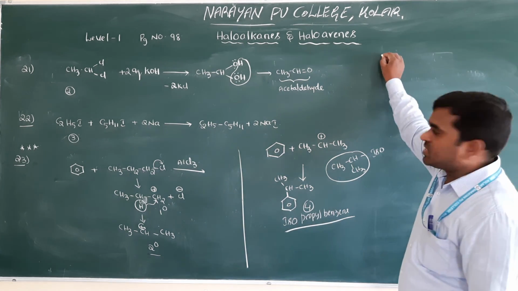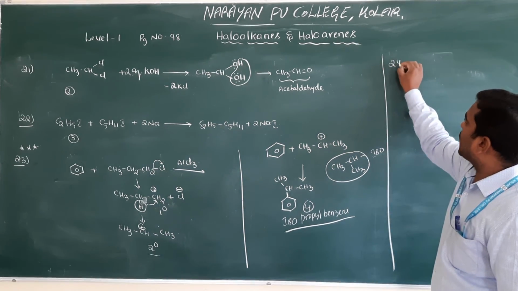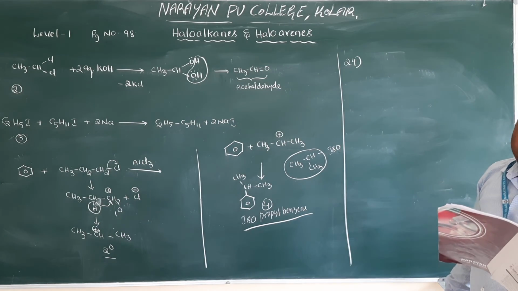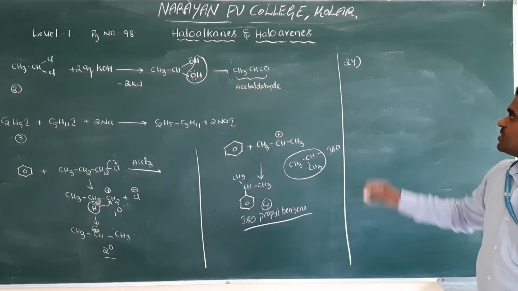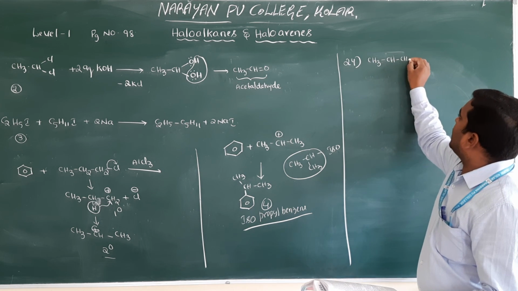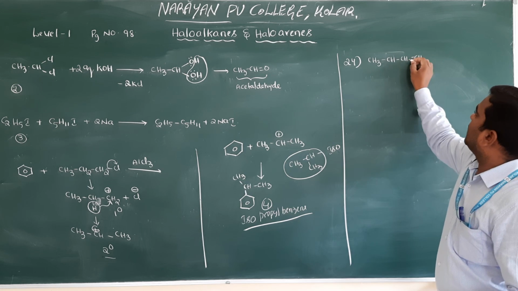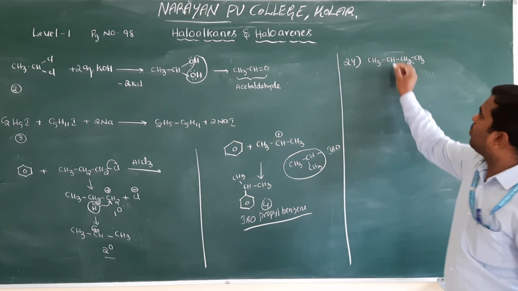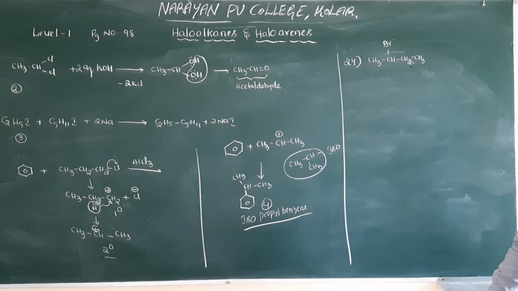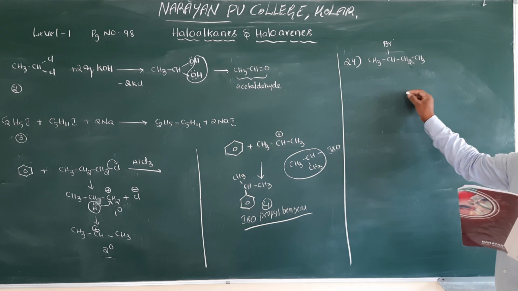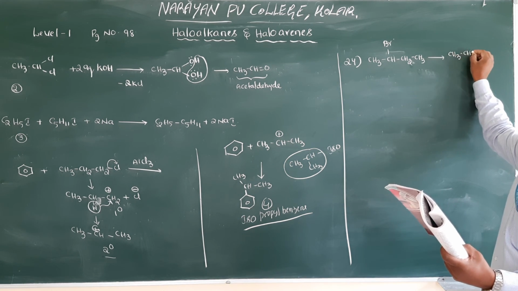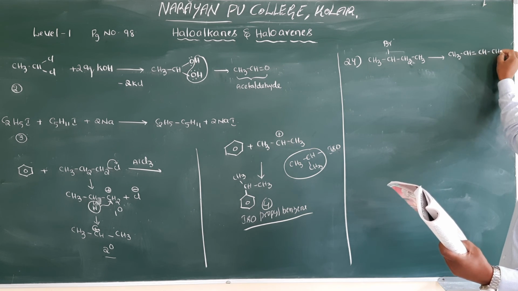Clear? And coming to the next question, question number 24. What have they given here? Dehydrobromination of 2-bromobutane gives. What is that 2-bromobutane? Butane means how many carbons should be present here? There should be 4 carbons. 2-bromo means on the second carbon, which one should be present? Bromine. Clear? And it gives the compound CH3, CH double bond, and CH3.